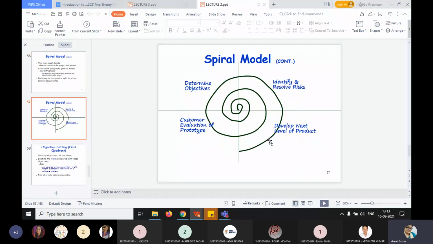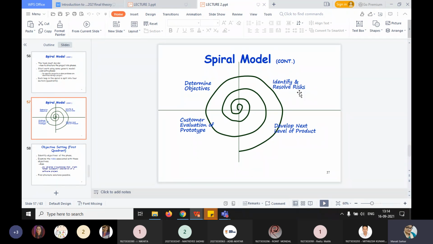So in this way it can vary. The first one is determination of objectives. That is, we determine the objectives and identify alternative solutions. Next is identify and resolve risks. This is phase number 2.